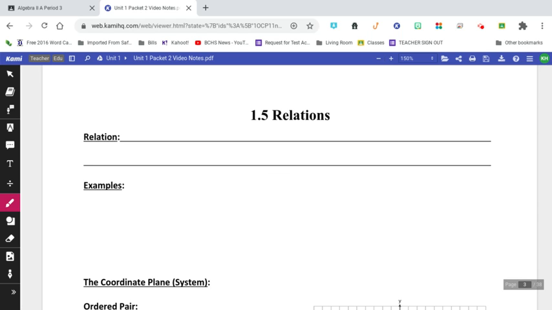Okay, so here is our second packet for our first unit. And this packet focuses on functions. But before we can study functions, we have to understand what a relation is. So a relation is nothing more than a set of ordered pairs. Okay? And as you're going to see, there are many different ways we can represent a relation.